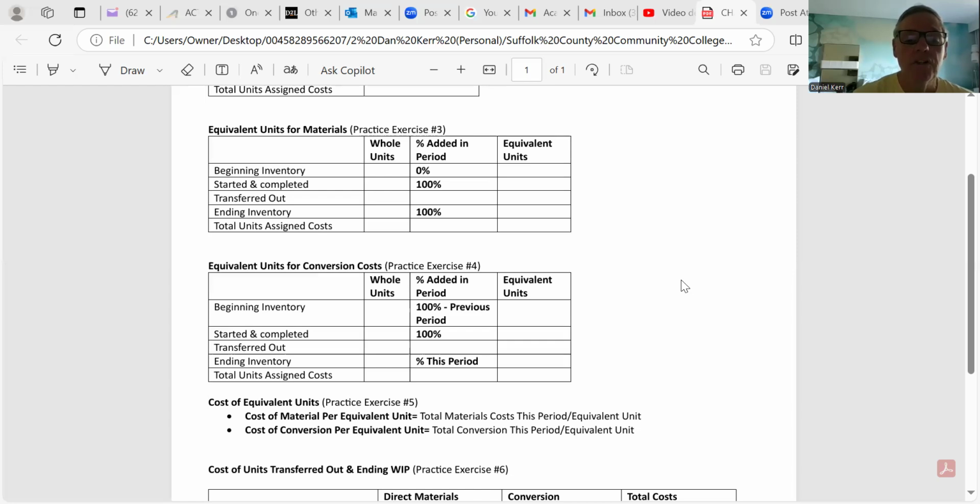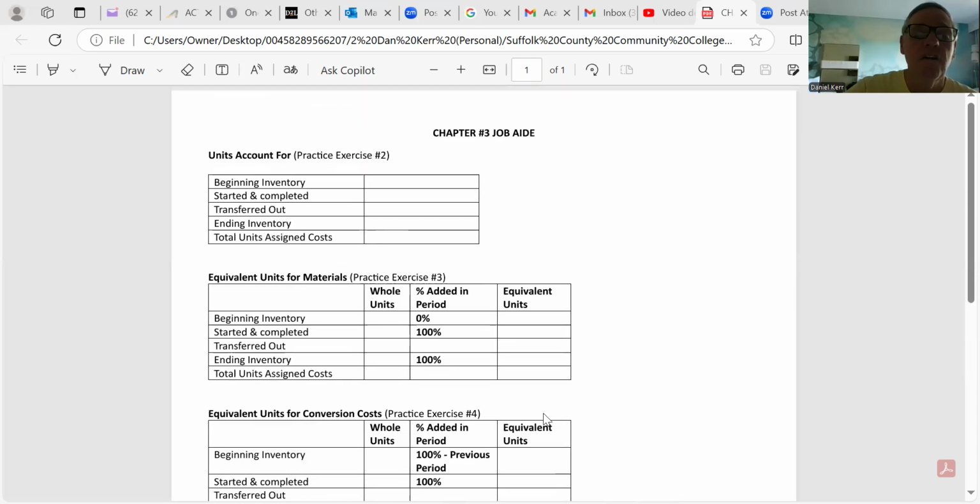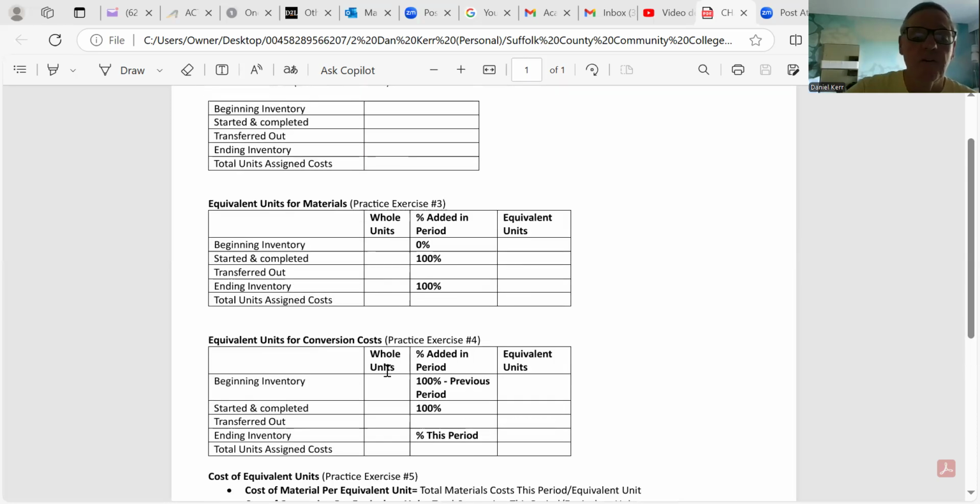And then with regard to the ending inventory, it would be whatever percent the ending inventory is complete at the end of the period. So if you had, say, 1,000 units and they were 60% complete, you would take 1,000 units times 60%, and that would give you 600. Okay? So these are how to get equivalent units. You've got equivalent units here for materials, and here's your equivalent units for conversion costs.